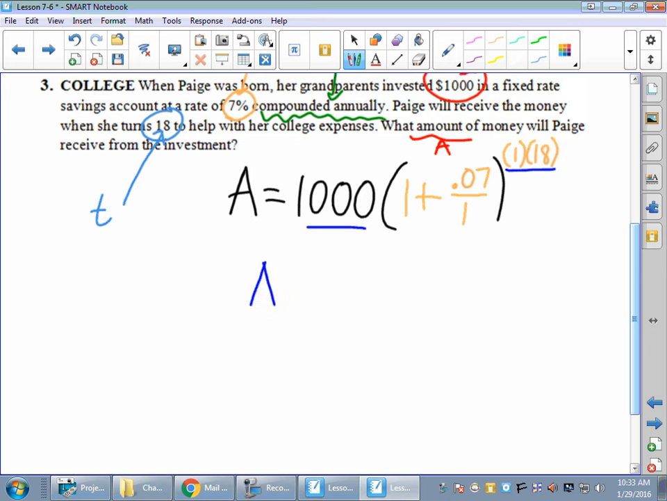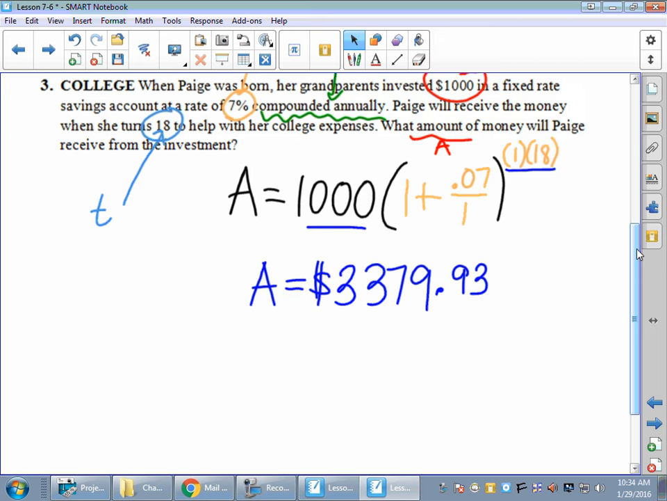And when I did my math on my calculator, I ended up with Paige getting $3,379.93. It's not too bad. I'd take that. That could help out with college expenses. If you didn't end up with $3,379.93, please make sure you talk to me so that we know what the calculator issue is if you're struggling with those. But really, I can't see the work in the middle. I need to see the equation that you set up based on the formula, and then I know it's calculator math to get that answer.